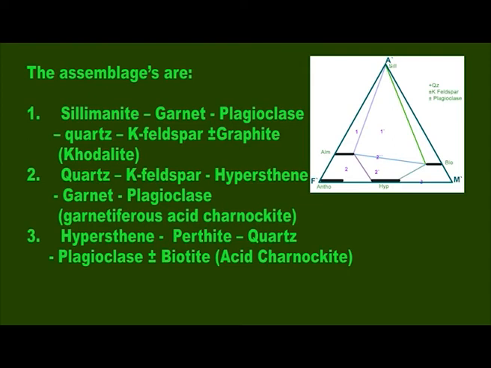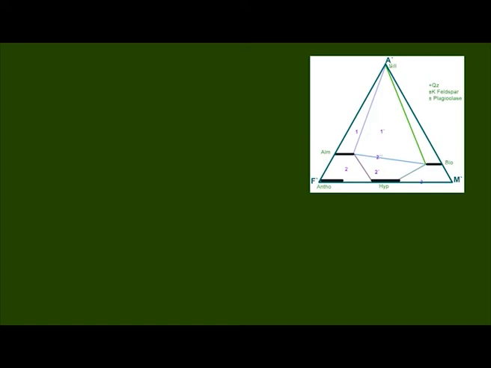Hornblende granulite subphases. The assemblages are, first, sillimanite, garnet, plagioclase, quartz, potash feldspar with graphite, and the rock type is known as khondalite. Second, quartz, potash feldspar, hypersthene, garnet, plagioclase, garnetiferous acid charnockite. Third, hypersthene, perthite, quartz, plagioclase plus or minus biotite, acid charnockite.